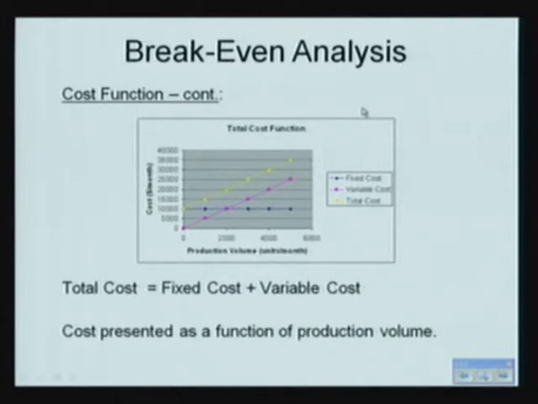Here's a pictorial diagram of the cost function. In the blue is the fixed cost component, and you see it does not vary with volume. Volume is here on the x-axis, y-axis is the actual cost. Whereas the variable cost, as volume rises, the variable cost rises. And it's linear in this particular example. The yellow is the sum of the two lines, and that's your total cost curve.